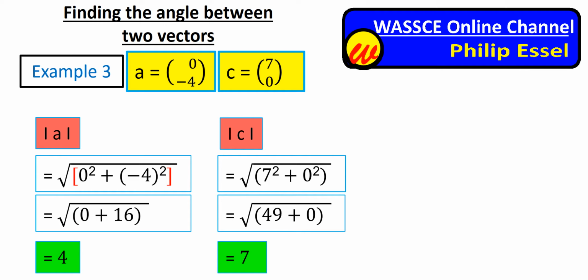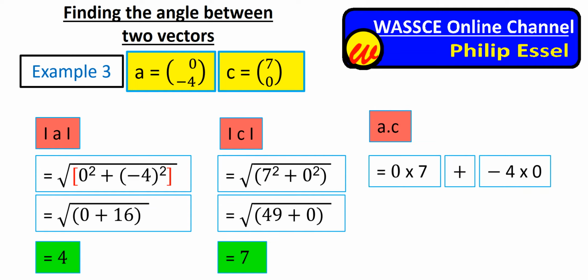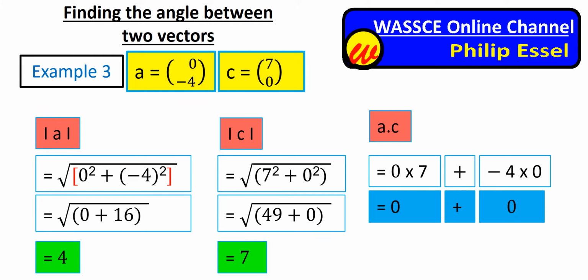Let's look for the dot product of the two vectors. The dot product of the two vectors A and C would be equal to 0 times 7 plus negative 4 times 0. And I believe you know where this is coming from. That will give us 0 plus 0, which would also give us 0.